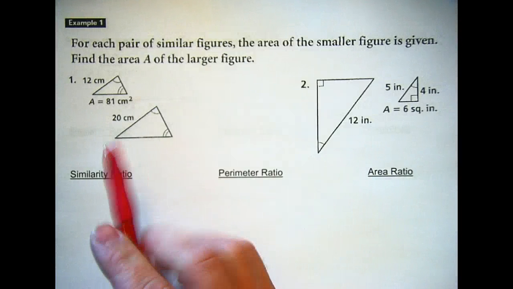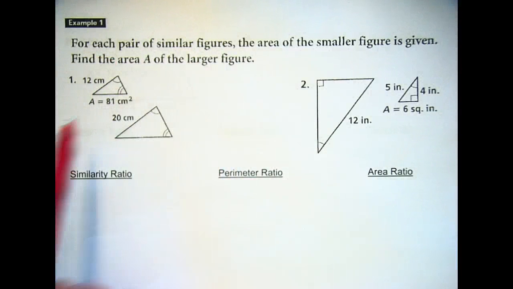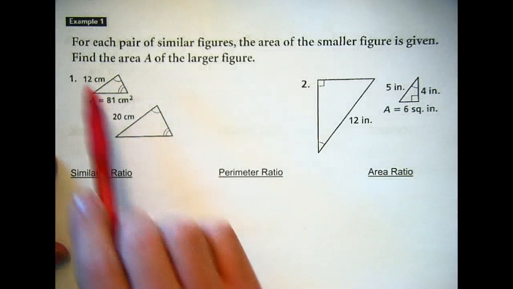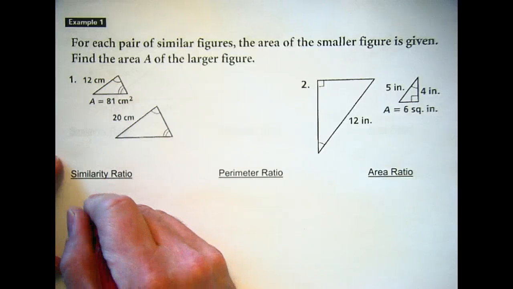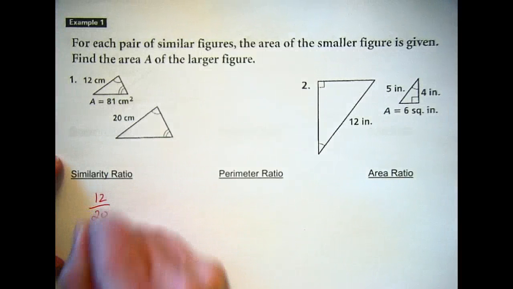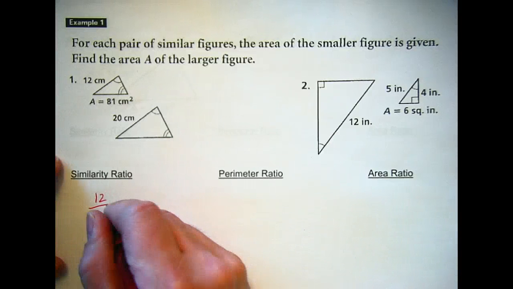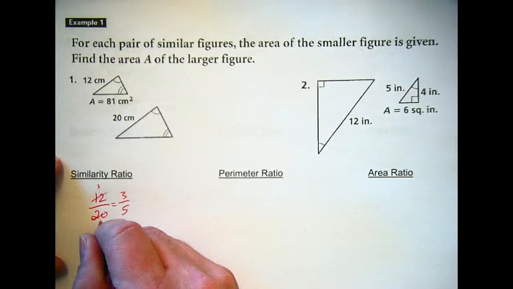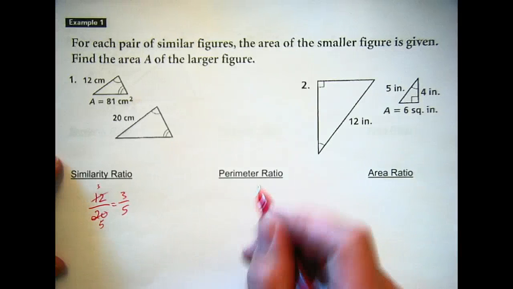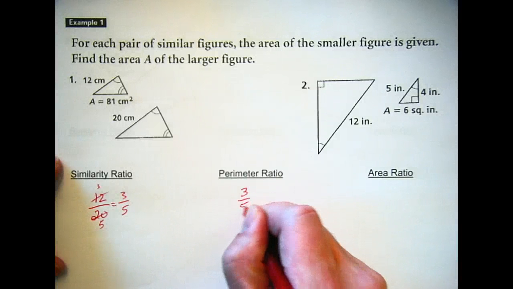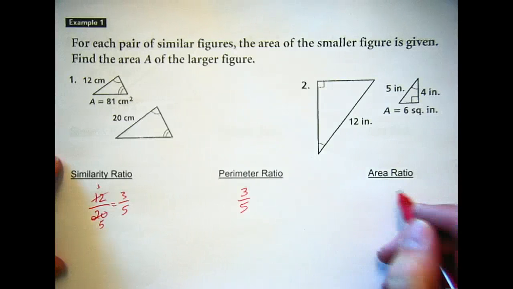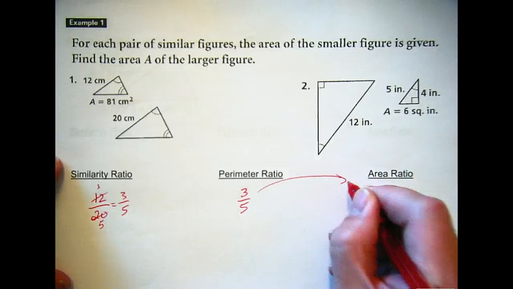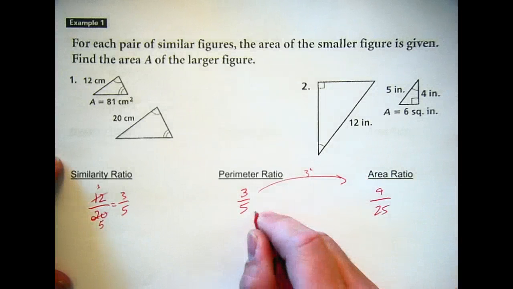Hey, get your attention back up here. So for each pair of similar figures, the area of the smaller figure is given. Find the area of the larger figure. So what we have to use is what we know. We know the similarity ratio. Similarity ratio is 12 to 20, which reduces to 3 over 5. Good. So we factor out that 4, we get 3/5. Okay, perimeter ratio is also 3 to 5. Area ratio then is 9 to 25. We square this, right? So 3 squared and 5 squared.